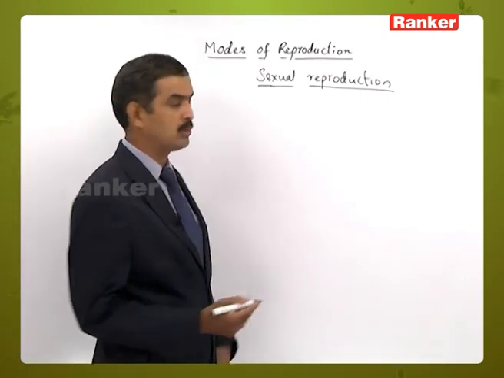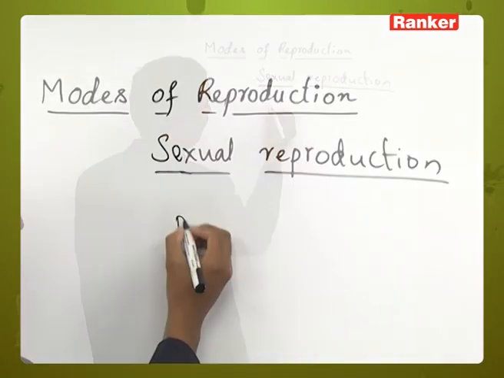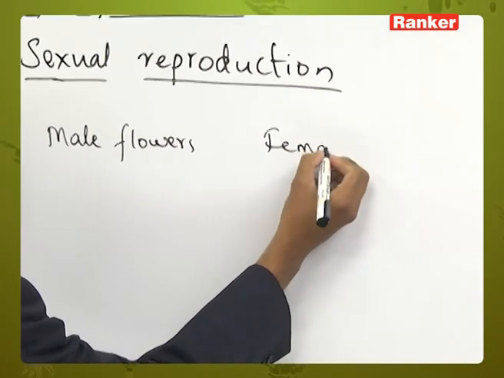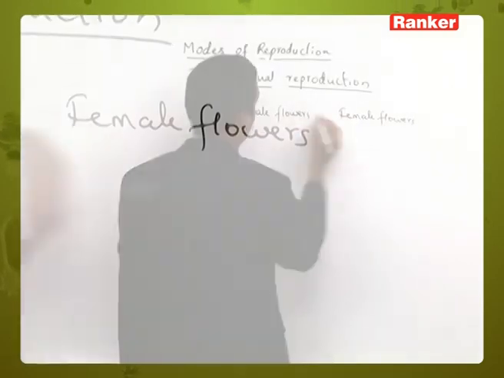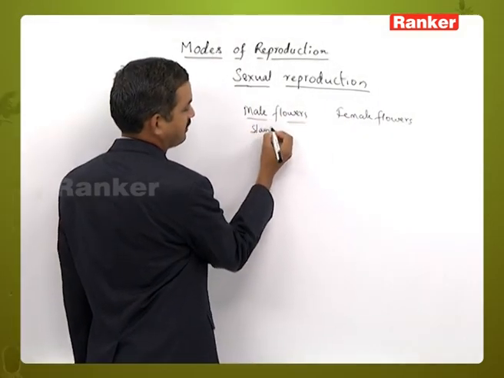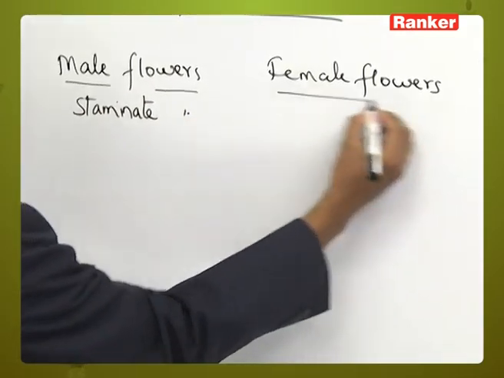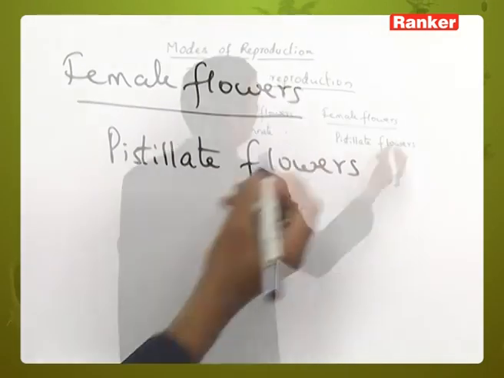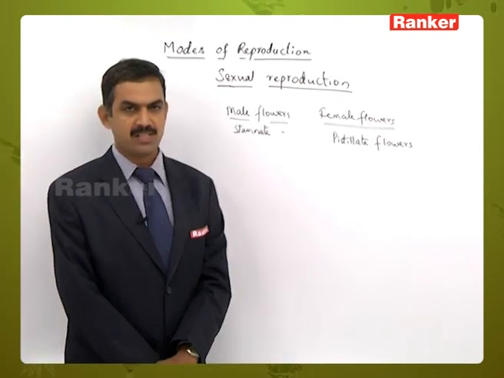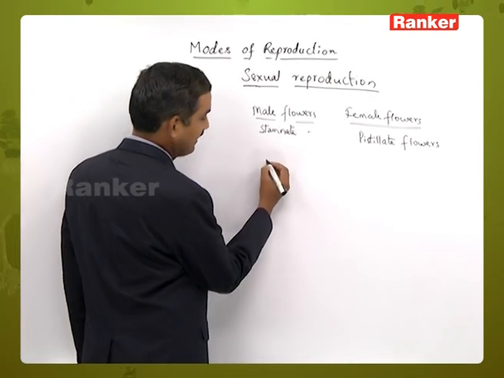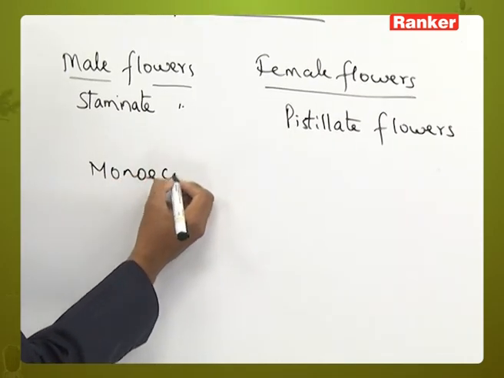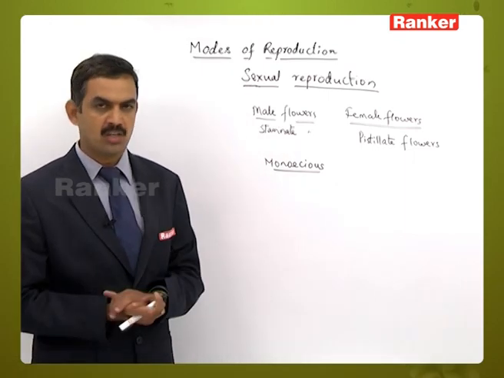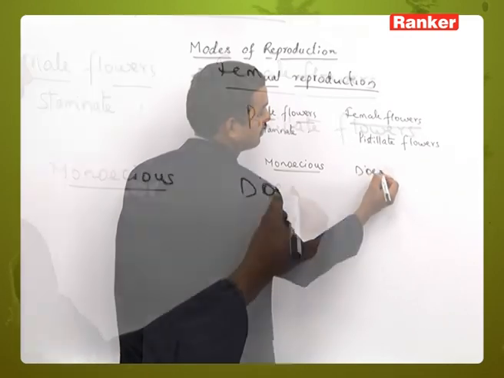In the dioecious condition also, there is a possibility that male flowers are separate and female flowers are separate. The male flowers are otherwise called staminate flowers, and female flowers are called pistillate flowers. If both the male and female flowers are present on the same plant, we call that condition a monoecious condition. Whereas if male flowers are present on one plant and female flowers are present on another plant, that is called dioecious condition.